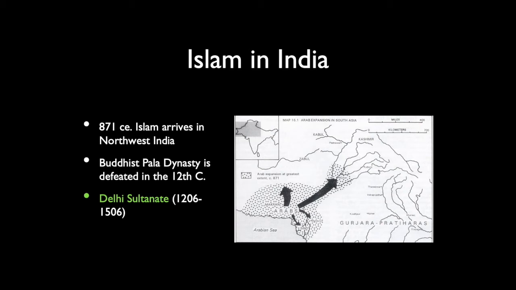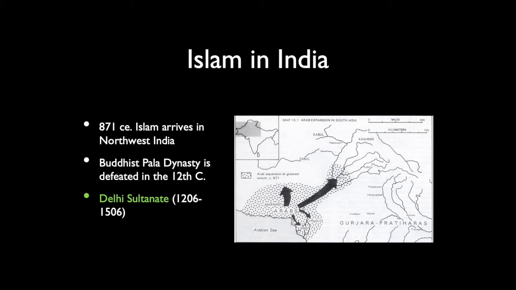Slowly, Islam gained in its influence and eventually would expand further into India through military conquest. The Delhi Sultanate, which was established between 1206 to 1506, established a dynasty after the destruction of the Buddhist Pala dynasty. The end of the Pala dynasty in the 12th century is really the end of Buddhism in India. It doesn't completely die out, but it no longer enjoys the kind of royal patronage and wide public support that it had in the past.